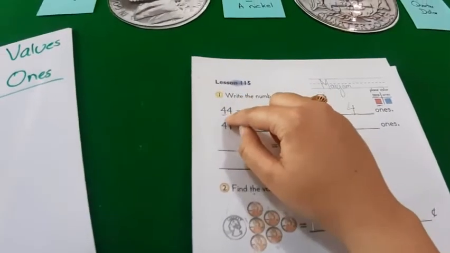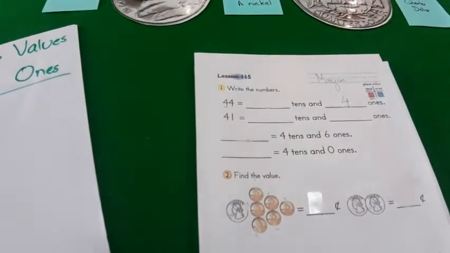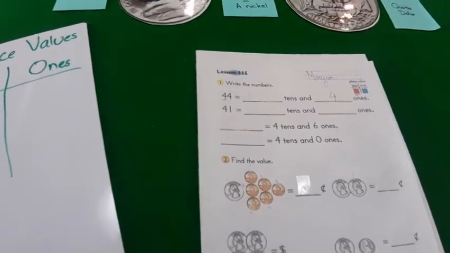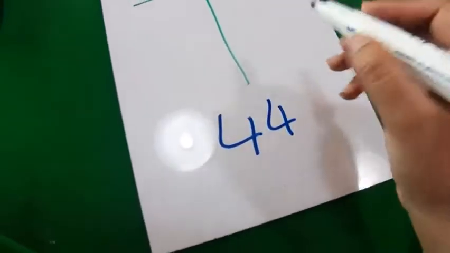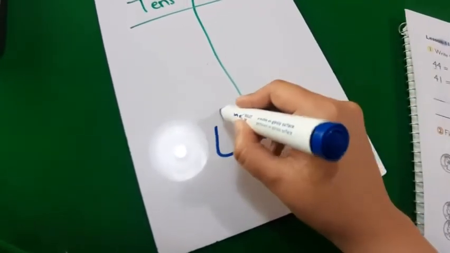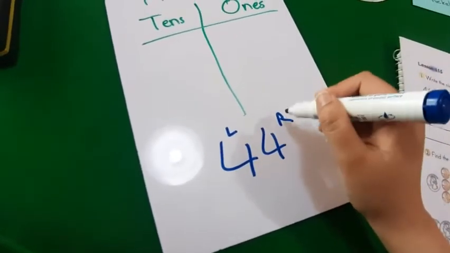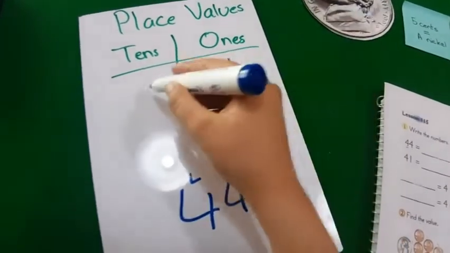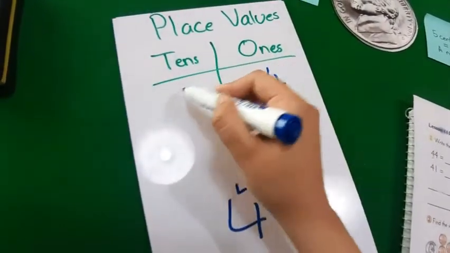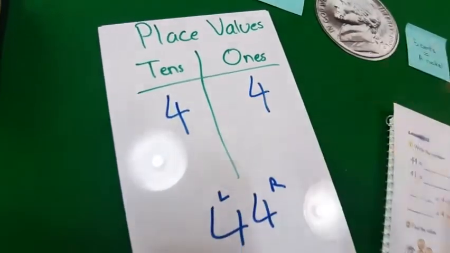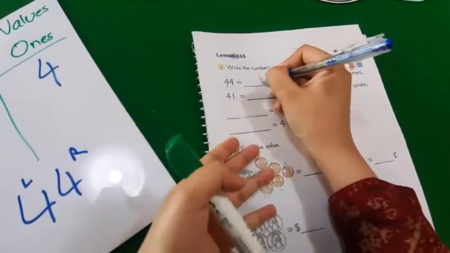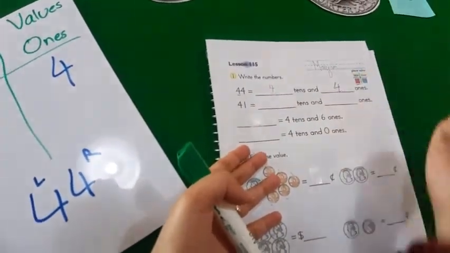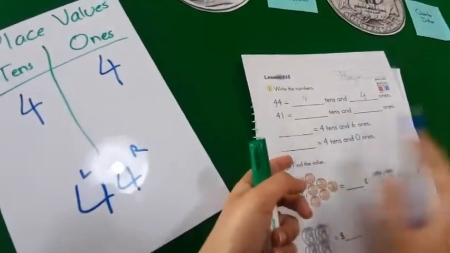Now the number here is 44. What do we have here? We have 44 here. So let's write 44 here on the whiteboard. 44. Now the number that is on your right hand side goes under the ones, and the one on the left hand side goes under the tens. There you go. So 4 and 4 makes 44. Now let's do this one.